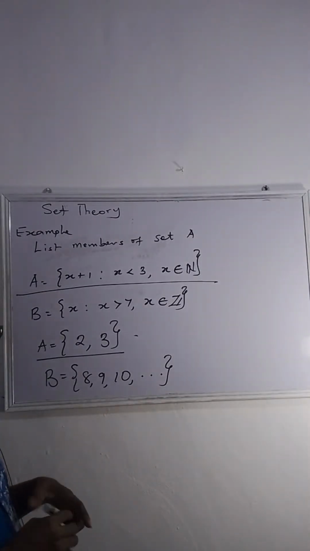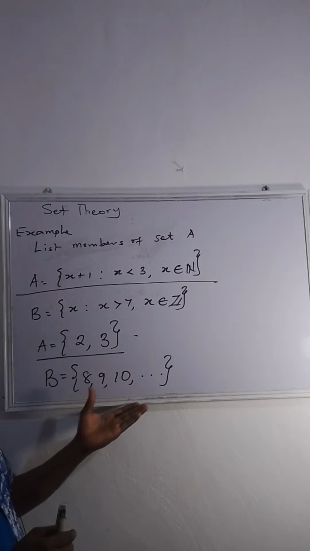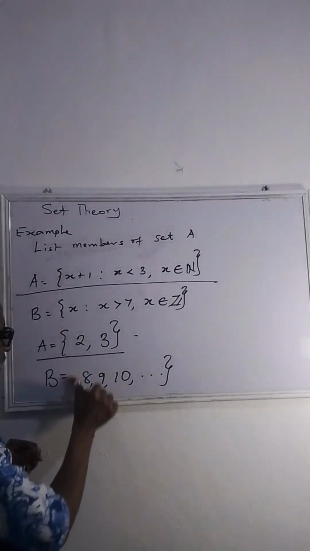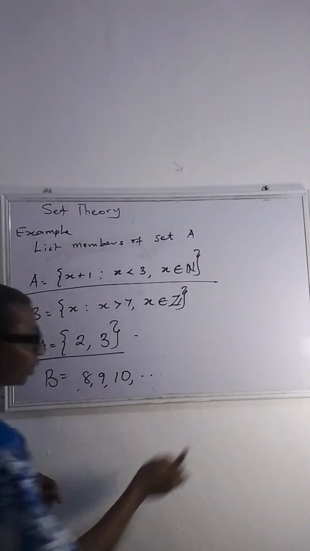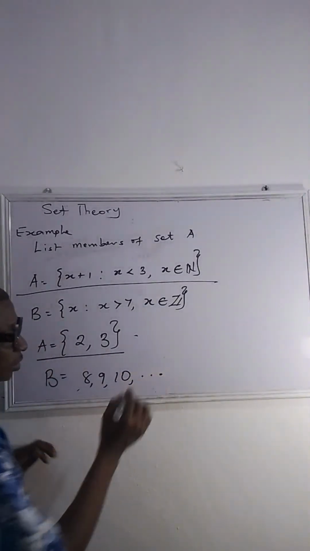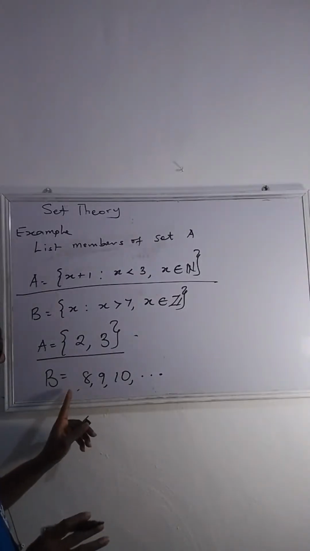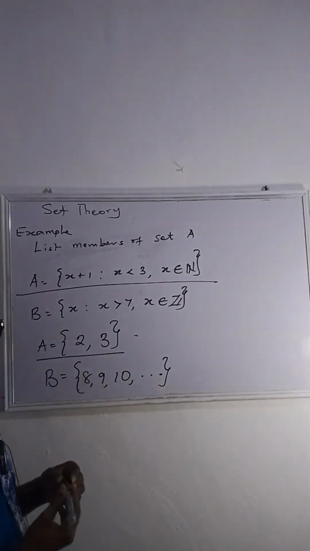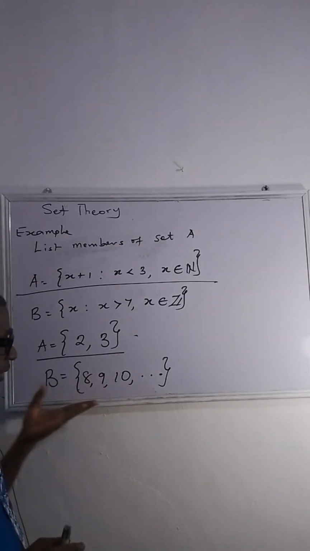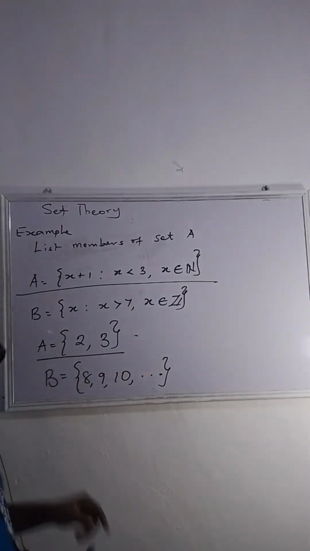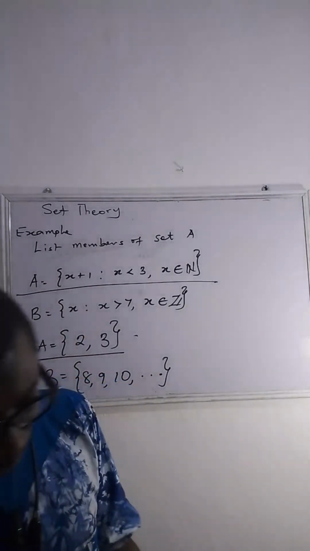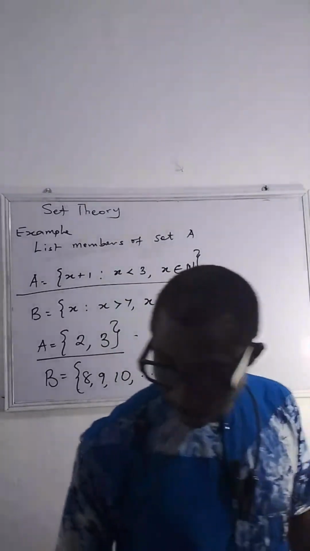And don't forget, whenever you are listing members of a set, you must always remember to put curly brackets. If you just list and you don't put the curly brackets, it's as good as scoring 0. So always remember to put your curly brackets. That shows that you are talking about a set. You are not just listing, you are talking about a set. So your curly brackets must be there. All right, so that's very good. Now let's move down to another question.